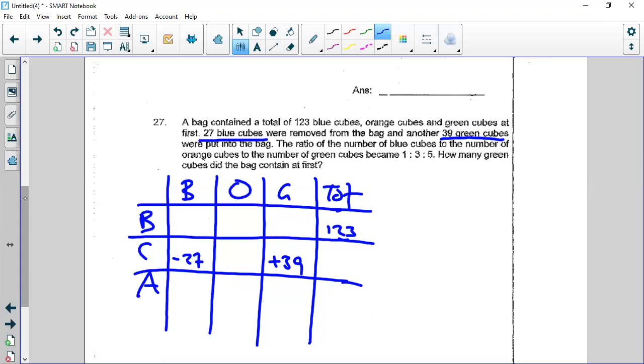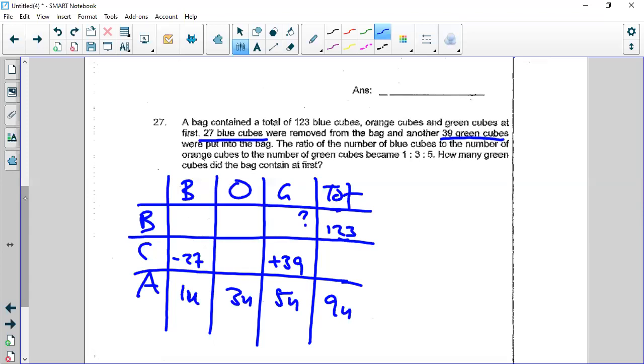And the ratio of the blue to the orange to the green became 1 : 3 : 5, and the total is 9 units. Am I solving? I'm not solving. How many cubes did the bag contain? How many green did the bag contain at first? Finish. That's my table. Faster than model drawing.